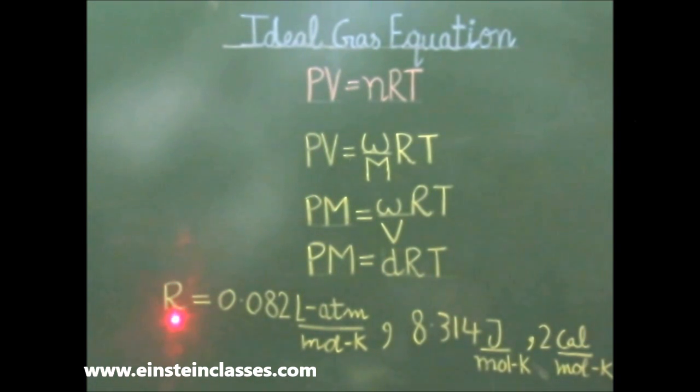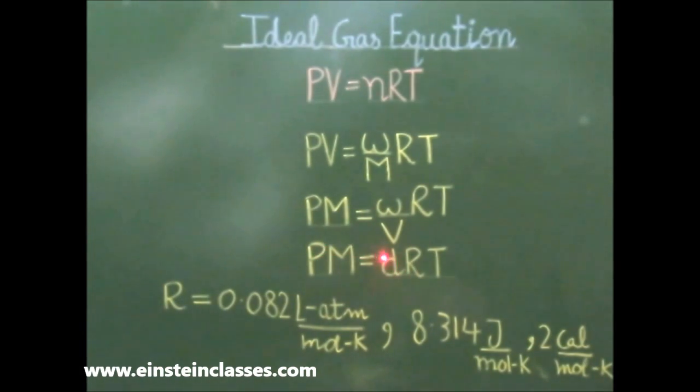Now the different values of R are 0.082 liter atmosphere per mole Kelvin, 8.314 joule per mole Kelvin, and 2 calories per mole Kelvin. So now which value should we prefer? We should prefer firstly 0.082 liter atmosphere per mole Kelvin, because generally pressure is given in the units of atmosphere and volume in the units of liter.